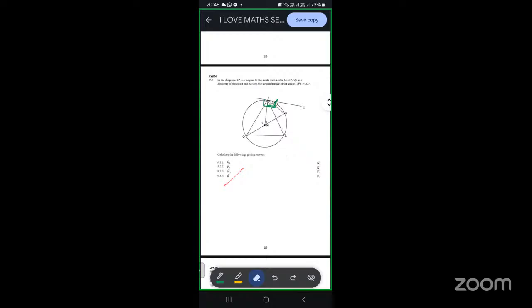We can now dive into the problem and see if we can cook something. That's 10 minutes, 10 marks. Okay, they love saying that. Now calculate the following, giving reasons. The angle Q1, this is Q1 right here. Is there anyone who can tell us what the size of angle Q1 is?